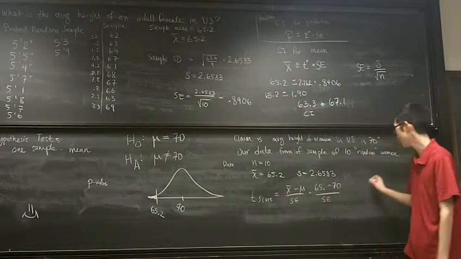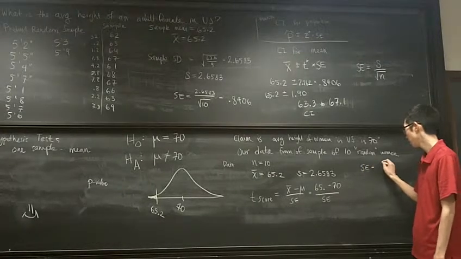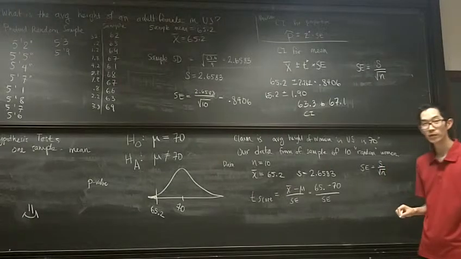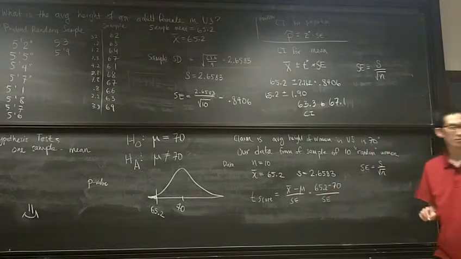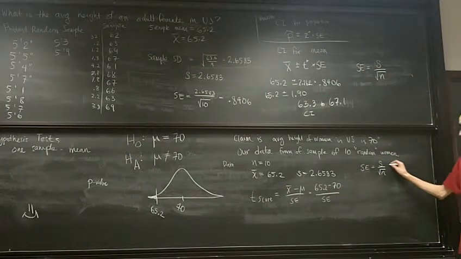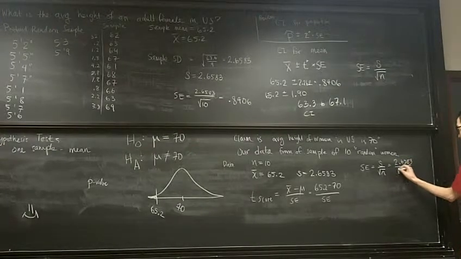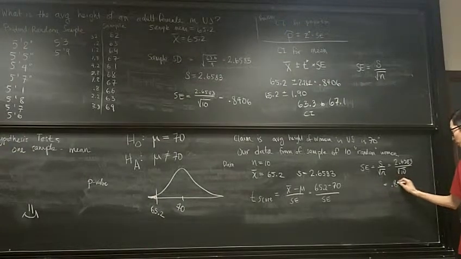Do you guys remember how to get the standard error? S divided by the square root of n. This is 65.2. Oh, I'm sorry, 65.2. Thank you. Didn't mean to cause anyone panic. Okay, 2.6583 over the square root of 10, and I get a standard error, I think, of 0.8406.